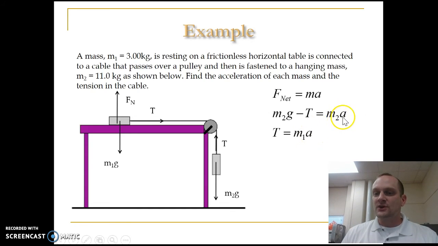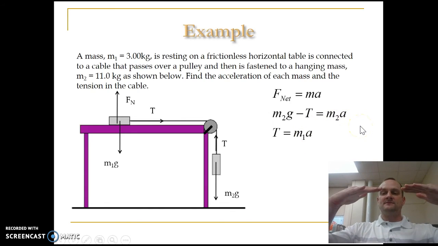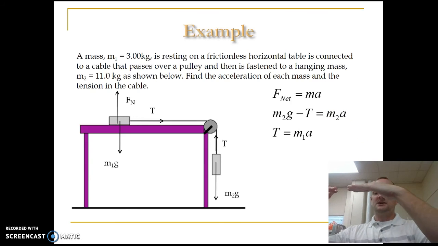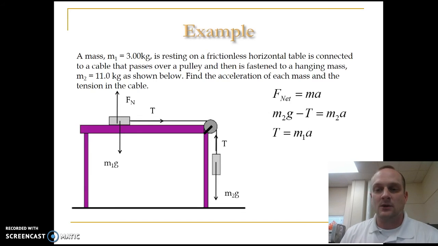But those accelerations are going to be the same, right? Think about it. If I have two things that are tied together and they're being pulled together, if one object is accelerating, the other one must be accelerating at the same rate. So those a's are going to be the same. So somehow here I need to solve for a. Well, I know m1 and m2. That was given in the problem. Tension I do not know, right? Tension's an unknown, so I need to get rid of it.